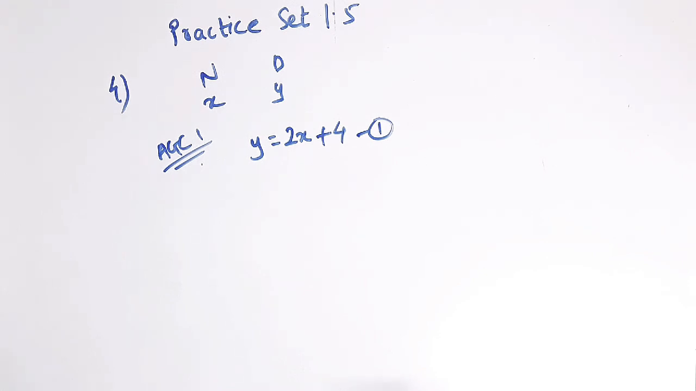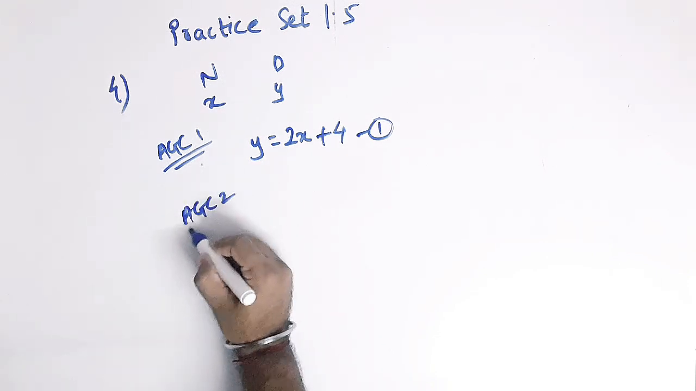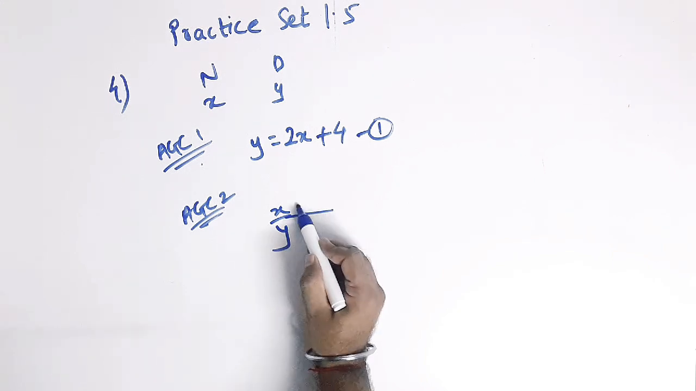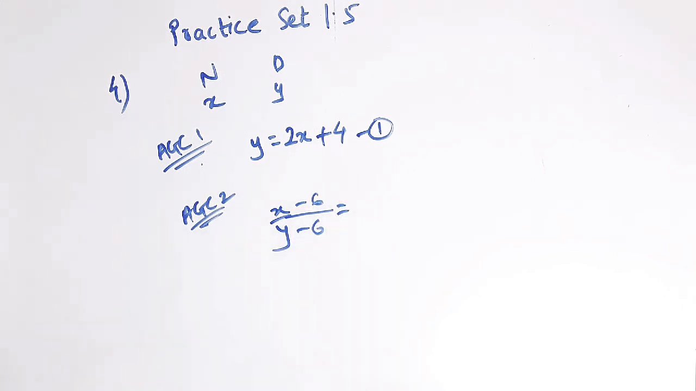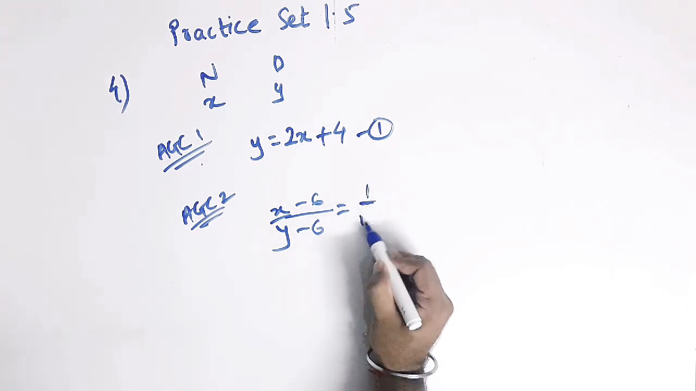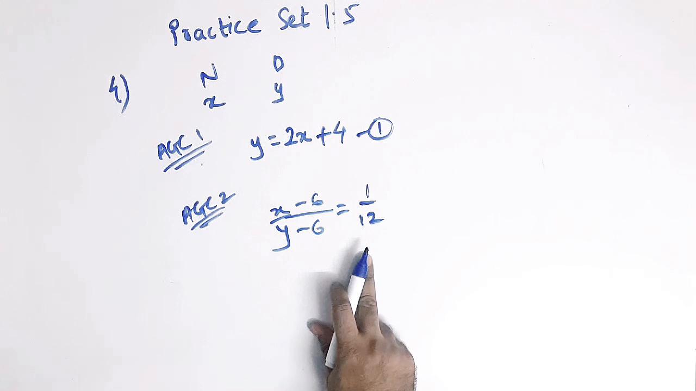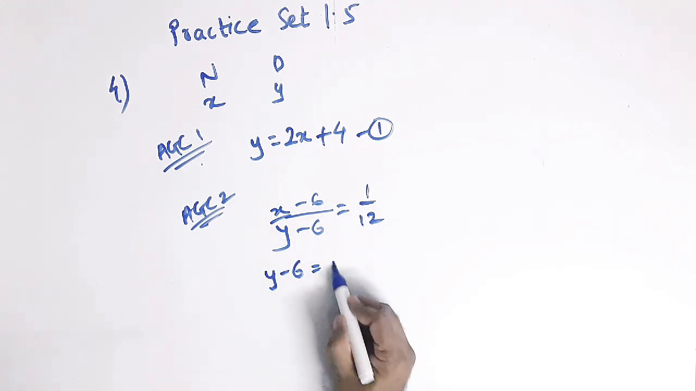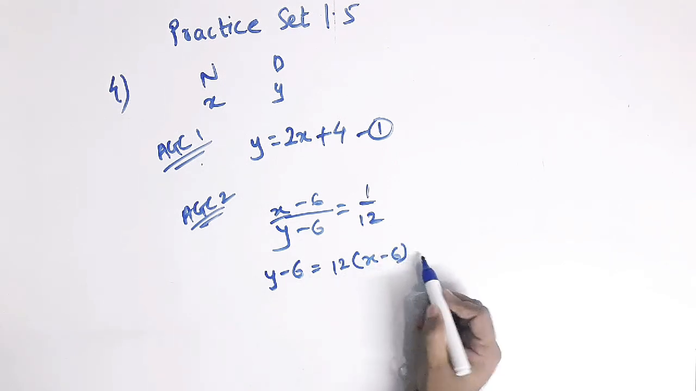Then the second condition given is if 6 is subtracted from both the numerator and denominator. Let me write the first numerator and denominator. This is the numerator, this is the denominator. If 6 is subtracted from both, I am writing x minus 6, y minus 6, then the denominator becomes 12 times the numerator. Means if this is 1, this becomes 12. Denominator becomes 12 times the numerator. Simple. So what I'll do, cross multiplication: y minus 6 equals 12 times x minus 6.